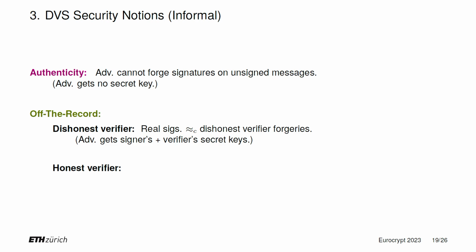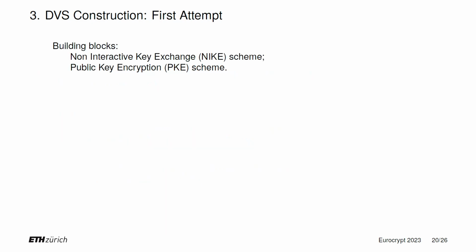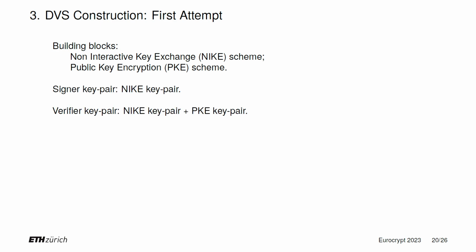If the verifier is honest, however, we still want that real signatures are indistinguishable from forged signatures, but this time these forged signatures are generated without knowledge of any secret keys. In this case, the adversary gets access to the signer's secret key. Okay, so let's try to construct this. A first construction will use a NIKE scheme and a public key encryption scheme. So the key pair of a signer is just a NIKE key pair. The key pair of a verifier will be the NIKE key pair plus a PKE key pair.